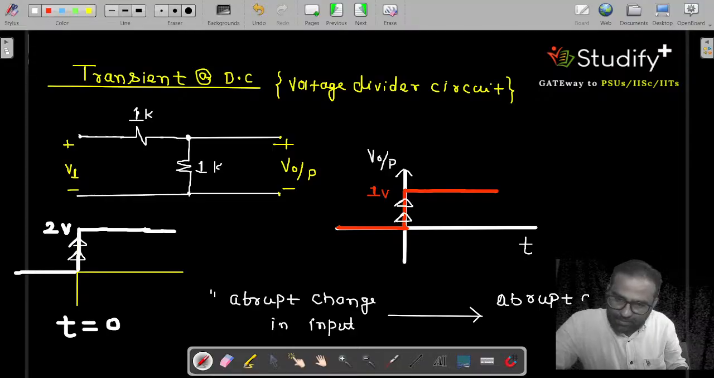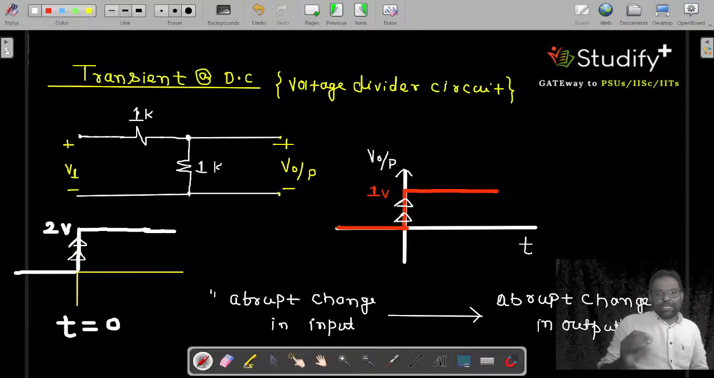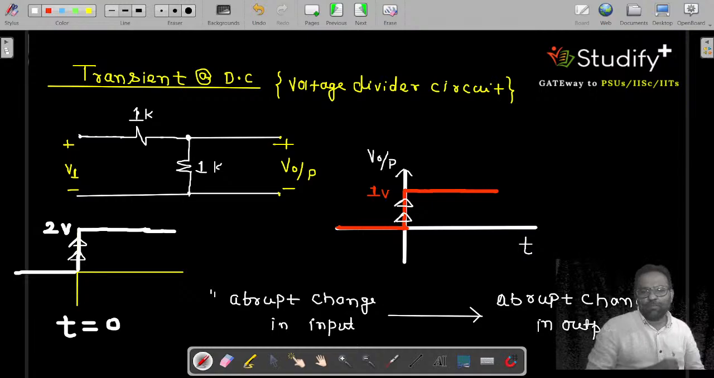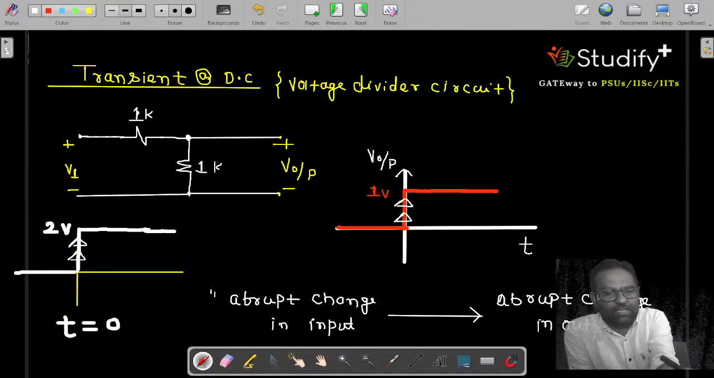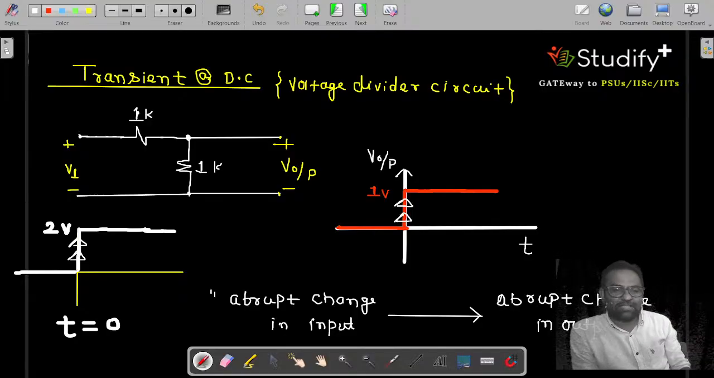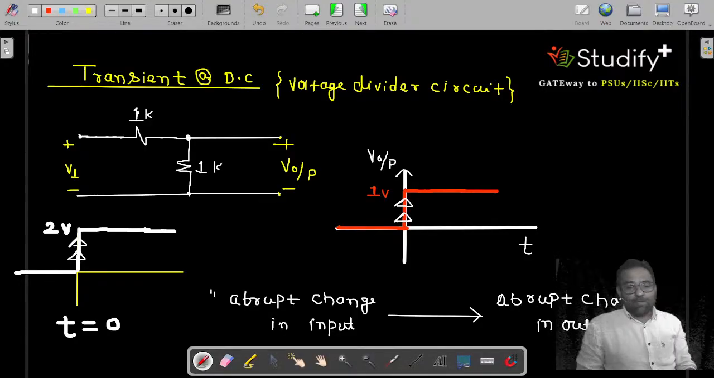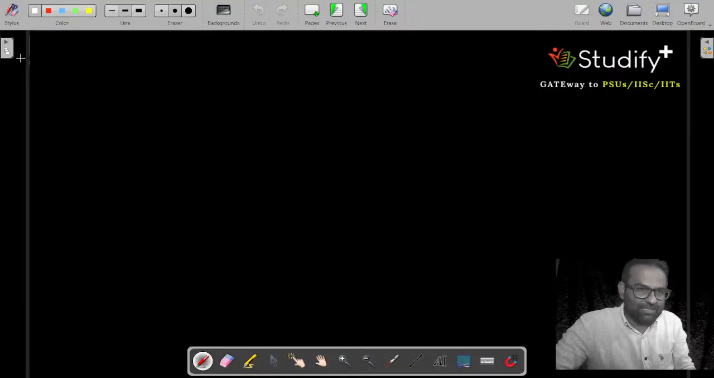Abrupt change in output. So you are getting a different output, somewhat a linear version of the input, but the change in input and change in output have the same nature, meaning abrupt change. But what if, instead of this resistor, I use one energy storing element?